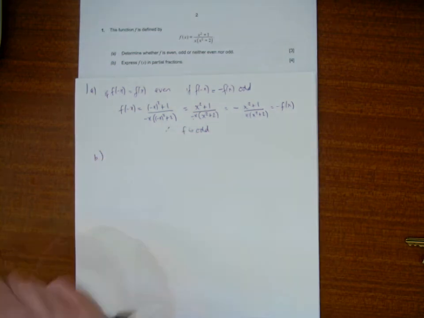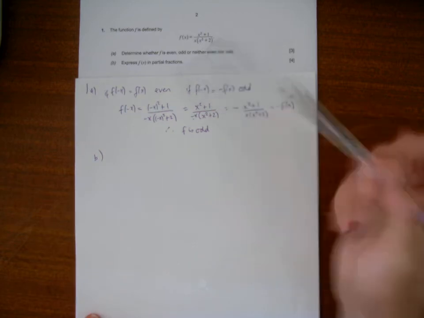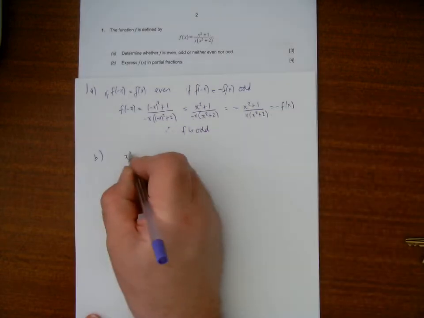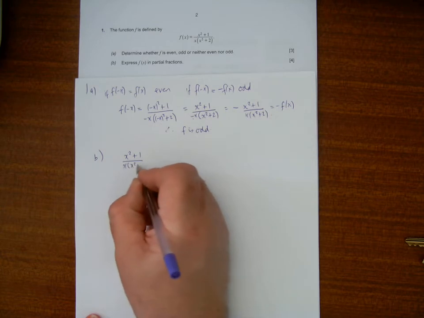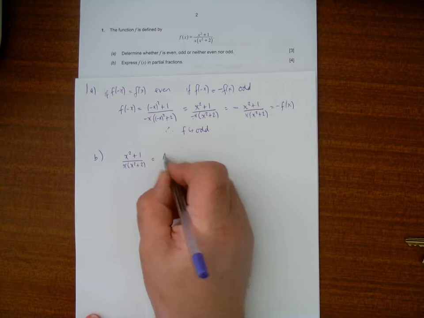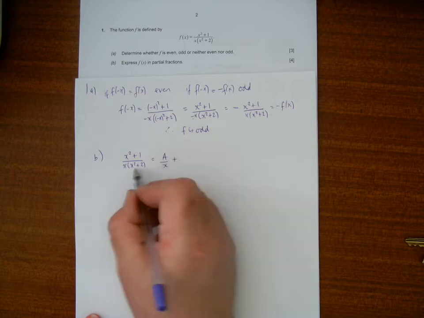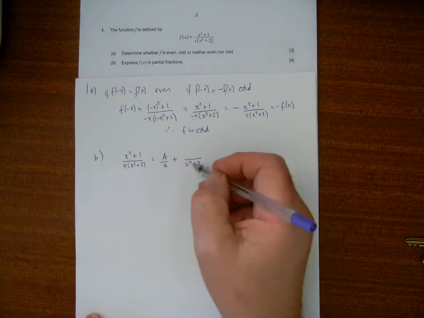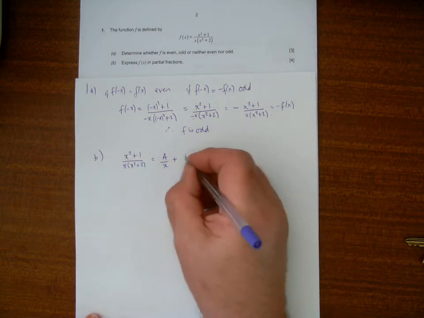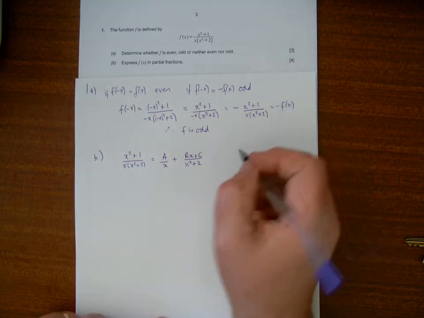Part B. Determine f of x in partial fractions. So x squared plus 1 over x bracket x squared plus 2. That's a constant over the linear factor, plus, now this quadratic expression won't factorise, so it's going to go over x squared plus 2. The power on top has to be 1 less than the x squared, so it'll be bx plus c on top of the quadratic expression.